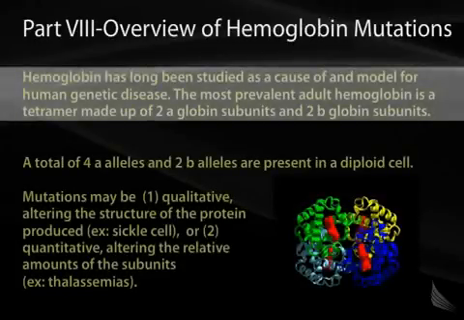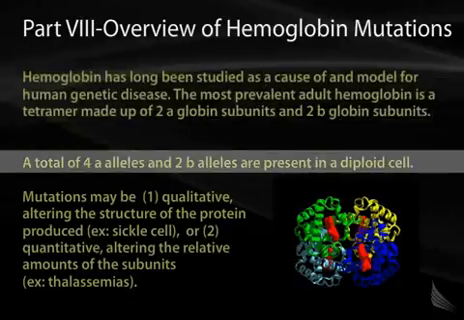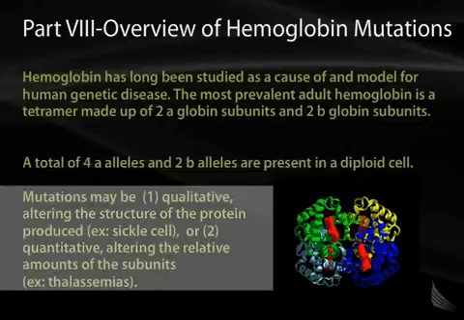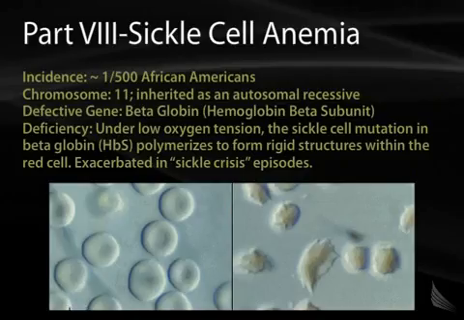Hemoglobin has long been studied as a cause of and model for human genetic disease. The most prevalent adult hemoglobin is a tetramer, made up of 2 alpha globin subunits and 2 beta globin subunits. A total of 4 alpha alleles and 2 beta alleles are present in a diploid cell. So mutations in hemoglobin may be qualitative, altering the structure of the protein produced, like sickle cell, or quantitative, altering the relative amounts of the subunits, like the thalassemias.